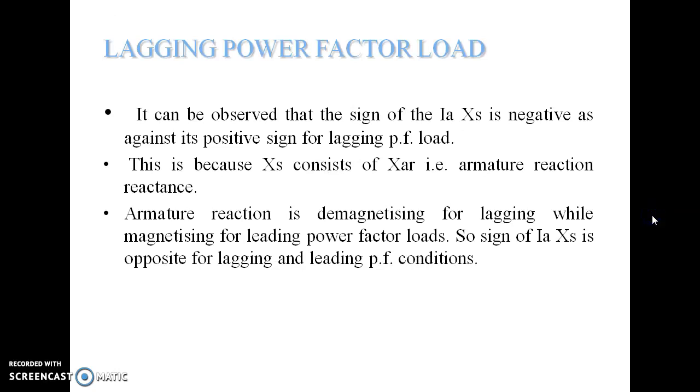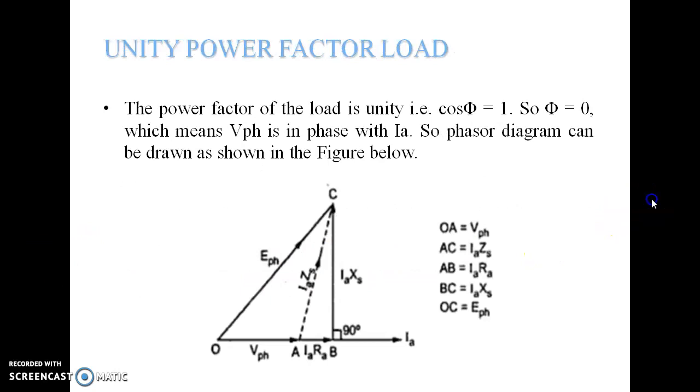Now, for a leading power factor load, it can be observed that the sign of the IAXS is negative as against its positive sign for a lagging power factor load. This is because XS consists of XAR, that is armature reaction reactance. Armature reaction is demagnetizing for lagging while magnetizing for leading power factor loads. So, the sign of IAXS is opposite for lagging and leading power factor loads.